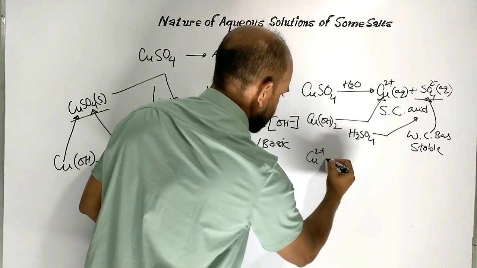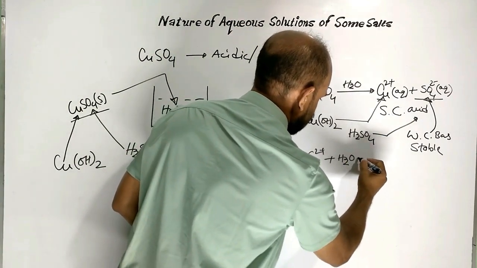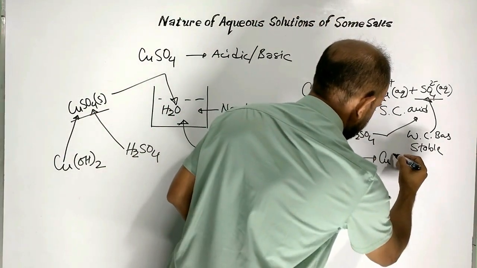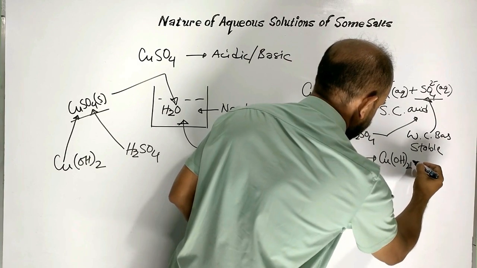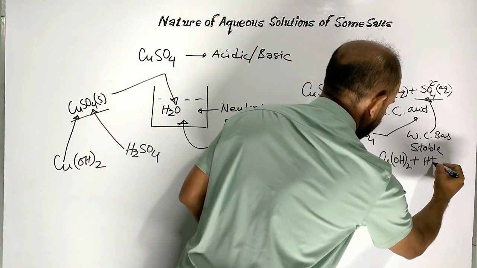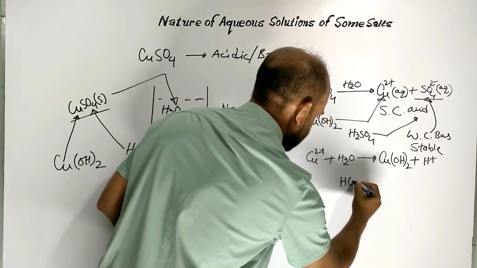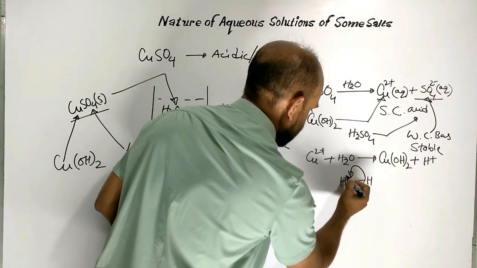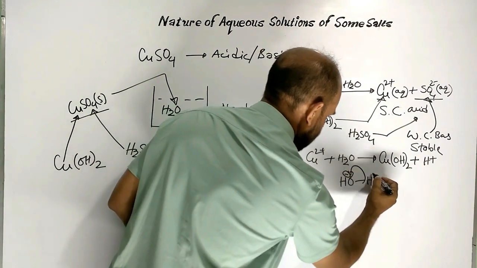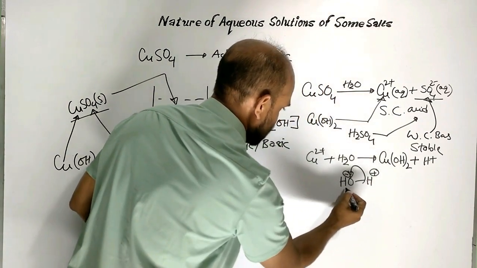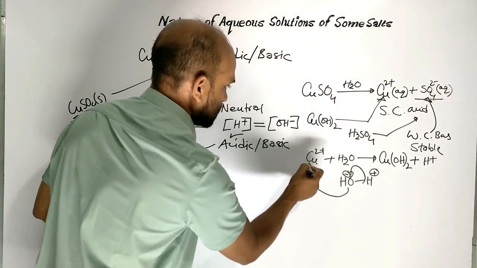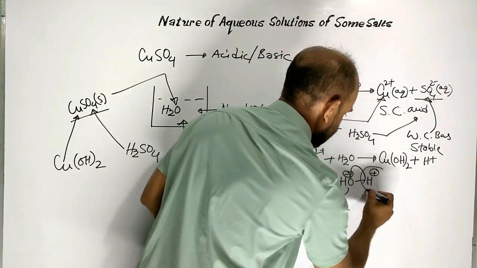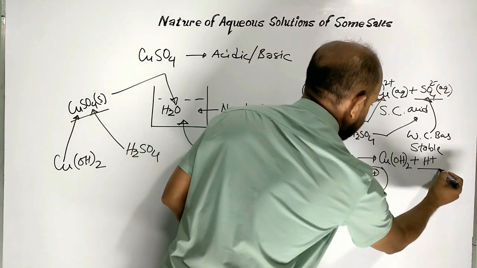It undergoes hydrolysis in water, and as a result cupric hydroxide and proton are formed. That is, here water undergoes heterolytic fission. Here it becomes negative in charge, hydrogen becomes positive in charge. Hydroxide ion combines with copper 2+ ion to form cupric hydroxide, and hydrogen ion gets removed.